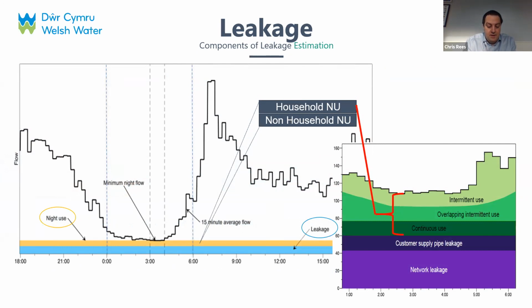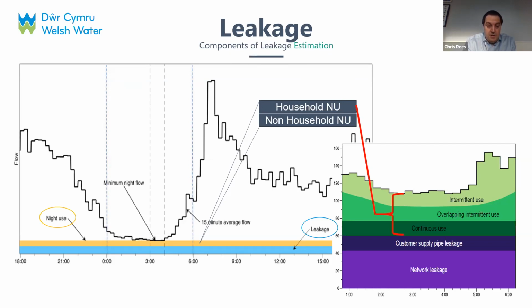We then assess leakage during a night flow window, which is shown on the screen here. As Andy mentioned, this is when demand is at its lowest, and so error is minimized. An assessment of night use for both domestic and non-domestic properties is made, and then the remainder we estimate as leakage.